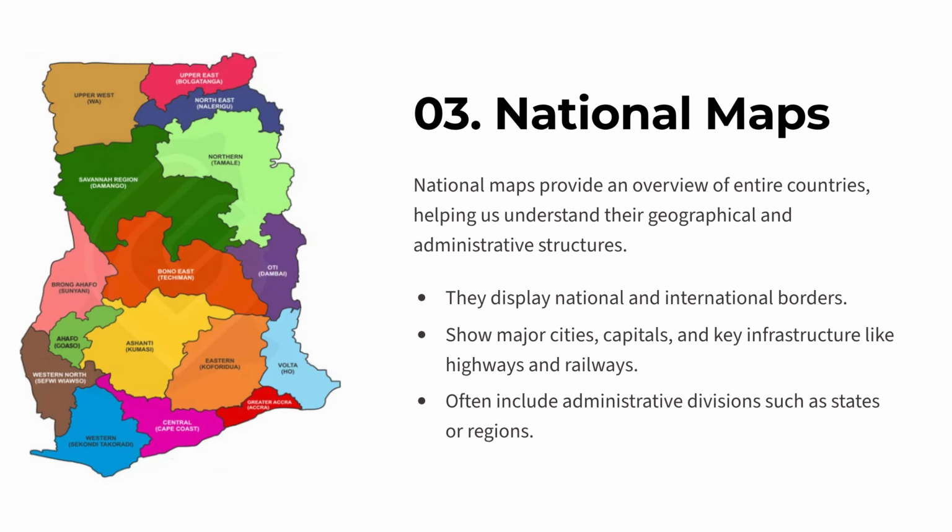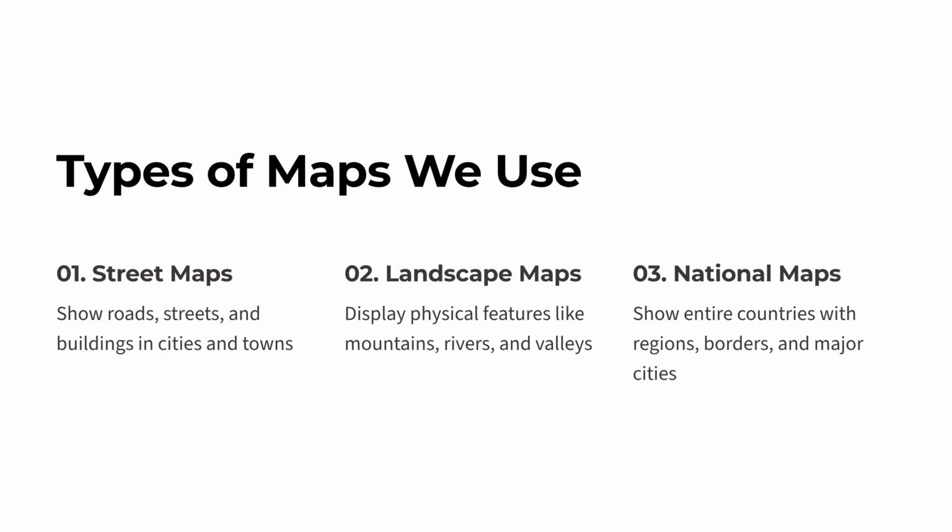Finally, national maps. These maps show an entire country. They display the borders, the regions, and the major cities. For example, a national map of Ghana shows all 16 regions, our neighboring countries like Côte d'Ivoire and Togo, and important features such as Lake Volta. National maps help us understand how the country is divided and where everything is located. So, remember, street maps help us move within towns and cities, landscape maps show nature, and national maps represent the whole country.